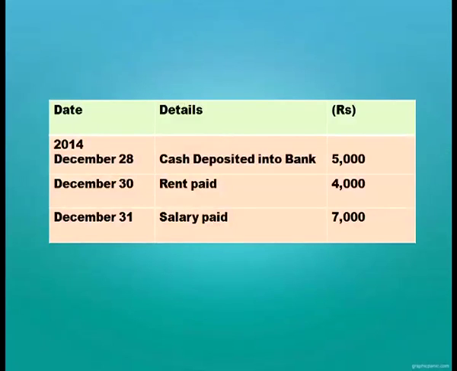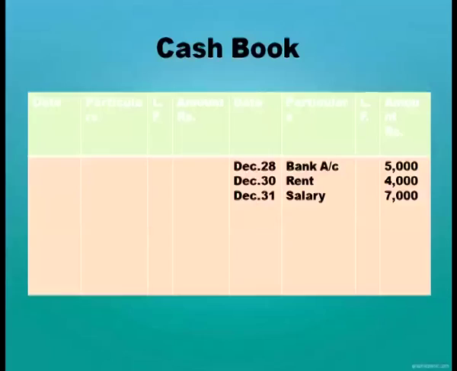Some more transactions. Cash deposited into bank. Bank account debit to cash. Rent paid. Rent account debit to cash. Salary paid. Salary account debit to cash. How it is coming in the cash book? On the credit side, bank to cash. So, posting on the credit side, payment side. Rent paid. By rent on the credit side. By salary on the credit side, payment.